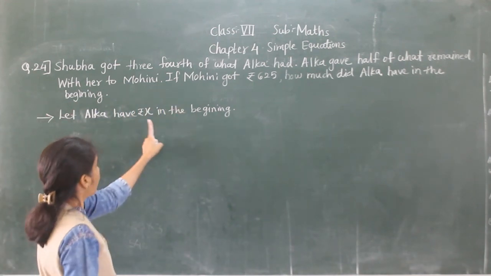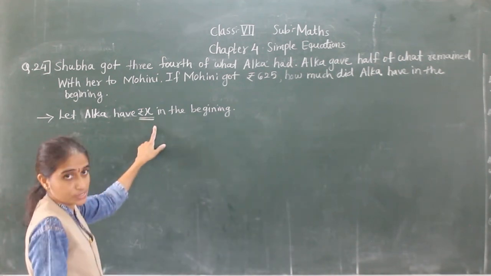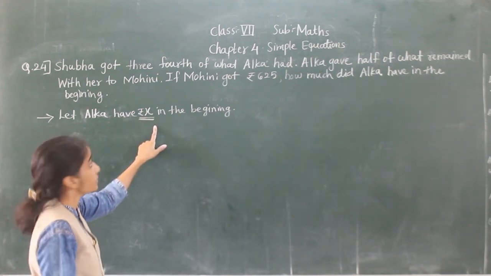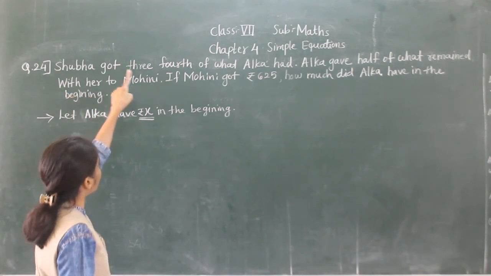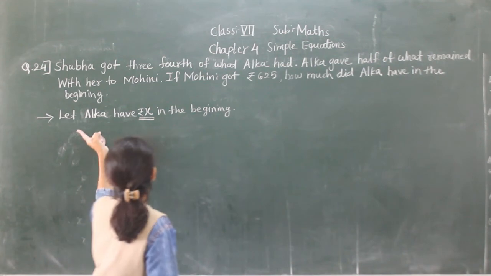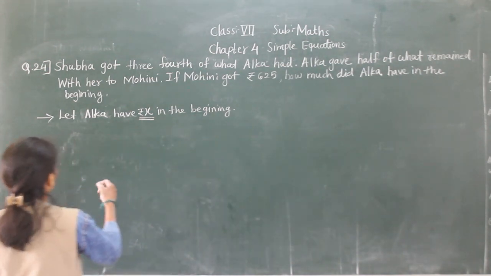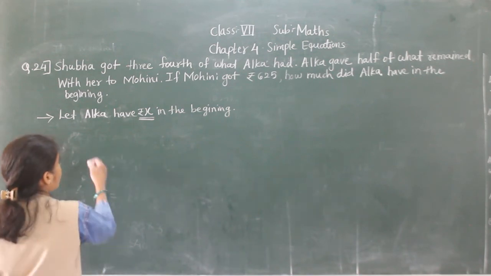Alka had rupees x. We consider x. What is given? Shubha got 3/4 of what Alka had. So we should know Alka. So let Alka have rupees x in the beginning. So now the amount that Shubha got.